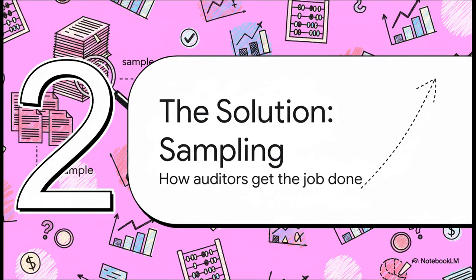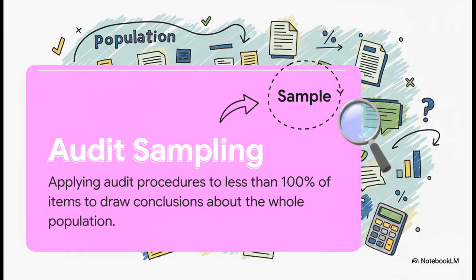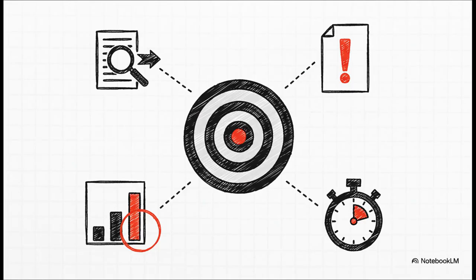Okay, so if they can't check everything, how in the world do they form a reliable opinion on a company's financial health? Well, this brings us to the hero of our story today, audit sampling. The whole solution is audit sampling. It's kind of like a chef tasting just a tiny spoonful of soup to judge the entire pot. You're using a small but very carefully chosen sample to make a smart, informed judgment about the whole big pile of data. The main goal here is all about efficiency.